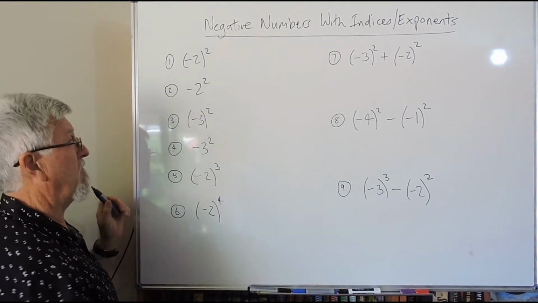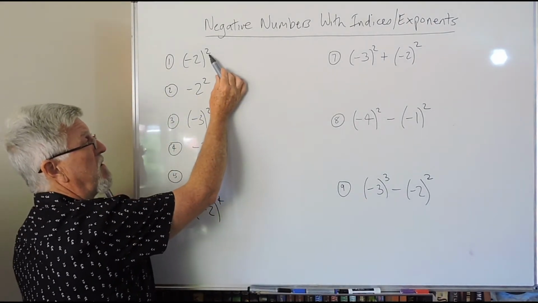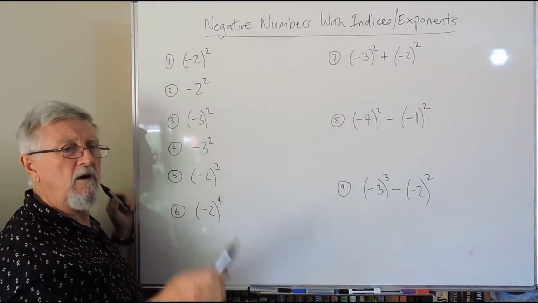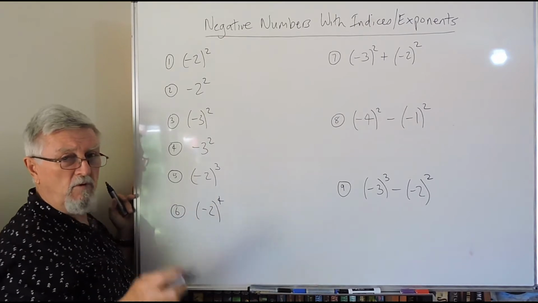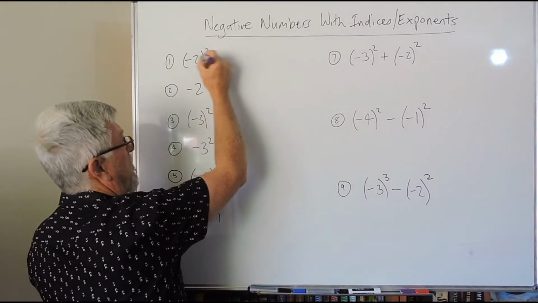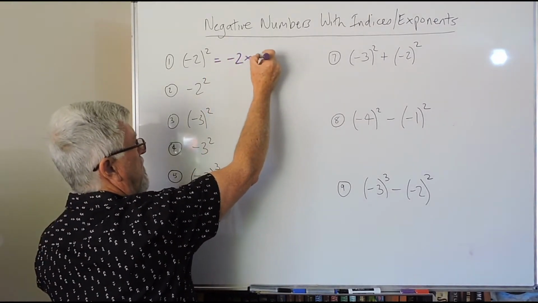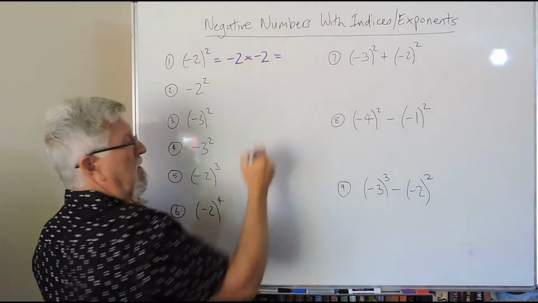First one, going to look at what does that 2 up here mean? It means write whatever's in the bracket multiplied by itself. Let's look at the words. Whatever's in the bracket multiplied by itself. So I can write what's in the bracket multiplied by itself. So let's have a look.